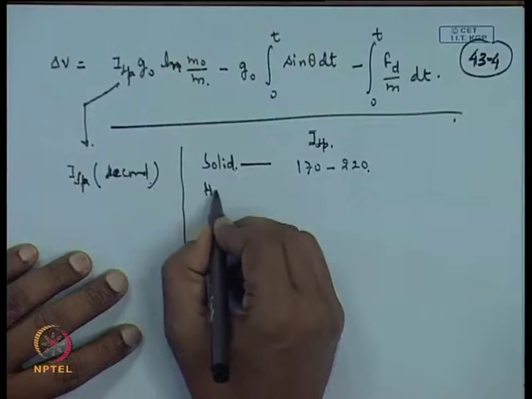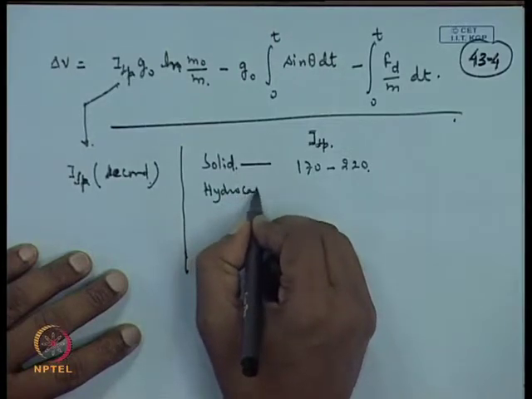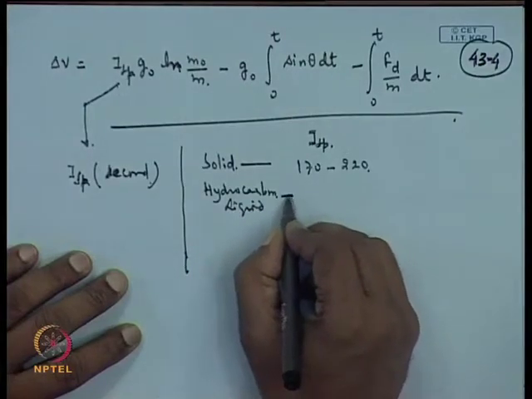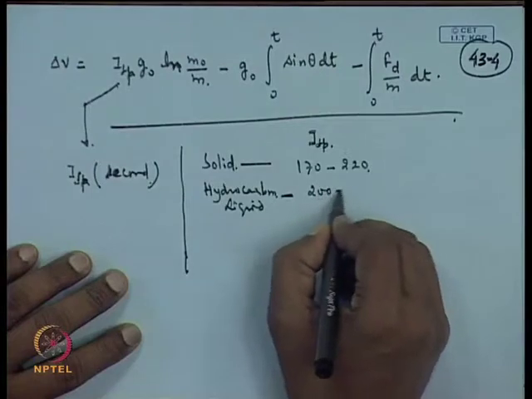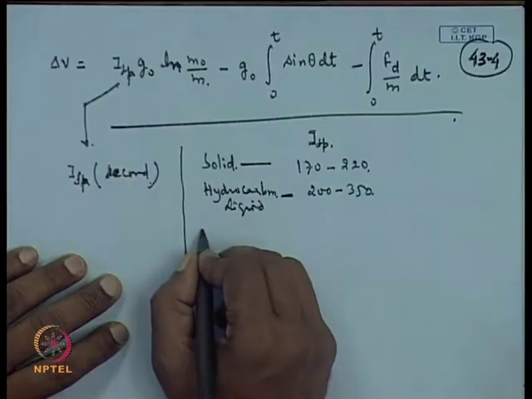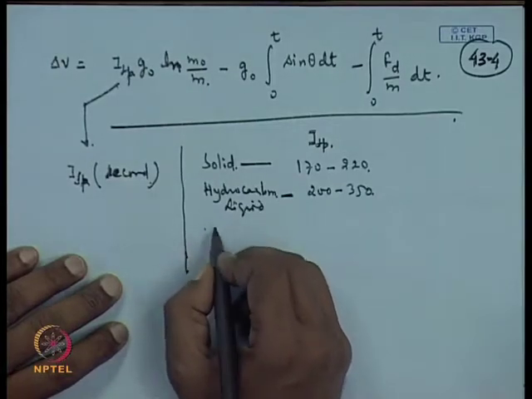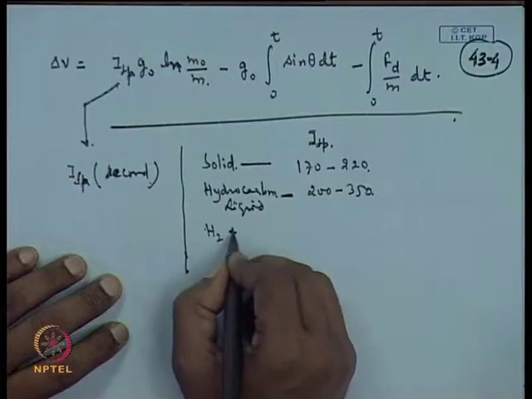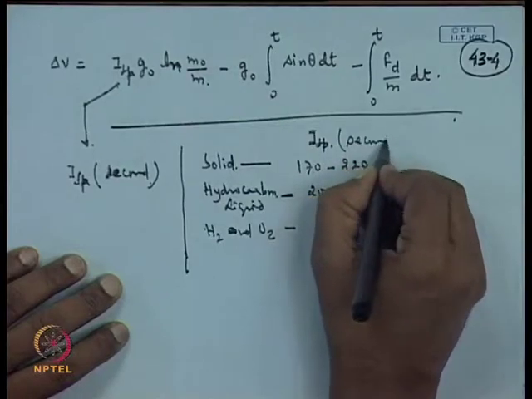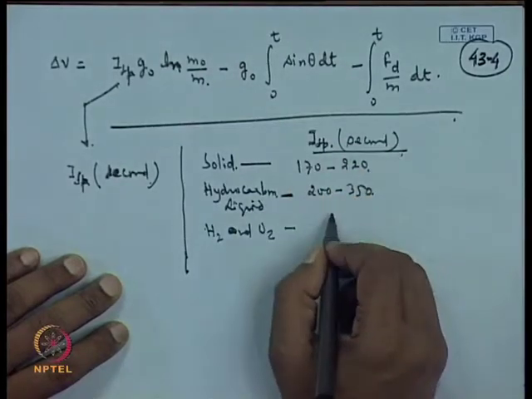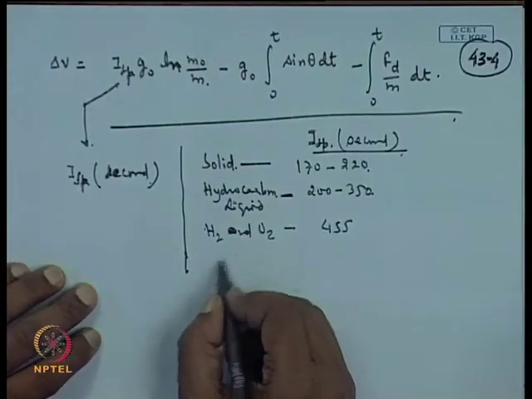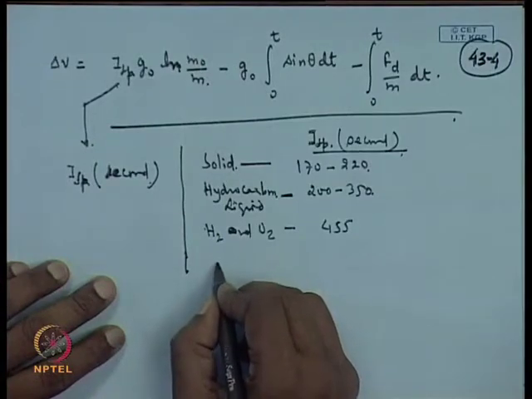For hydrocarbon liquid based rocket, we can have this value from 200 to 350. For H2 and O2, this value, in seconds, can be somewhere around 455. Then we have the nuclear rockets.